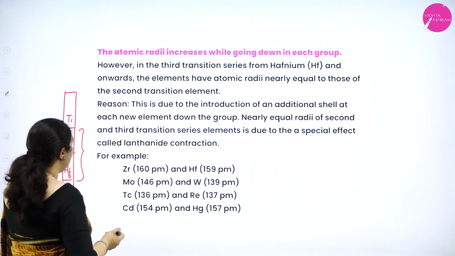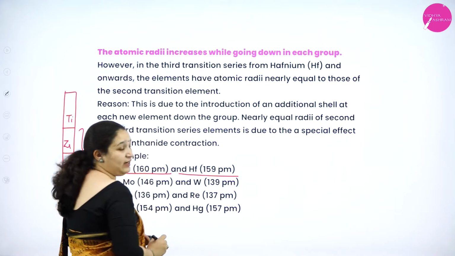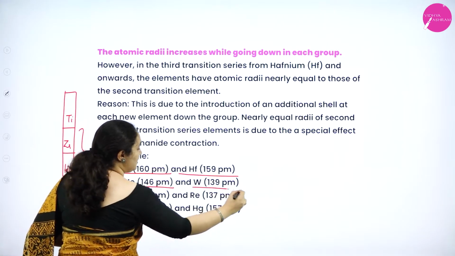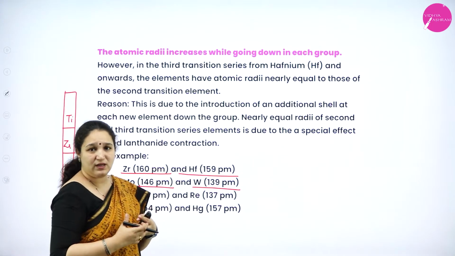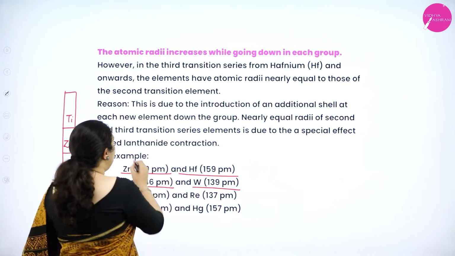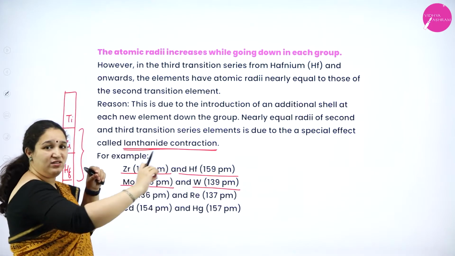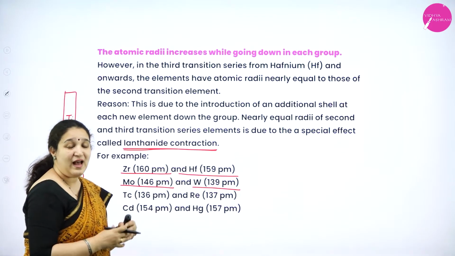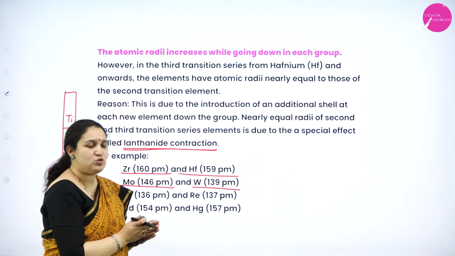You can see here zirconium 160 picometer, hafnium 159 picometer, molybdenum 146 picometer, tungsten 139 picometer. You can see they are very close to one another, the atomic radius, isn't it? That is due to lanthanoid contraction. So the second transition series as well as the third transition series have got similar, very close values of atomic radii.